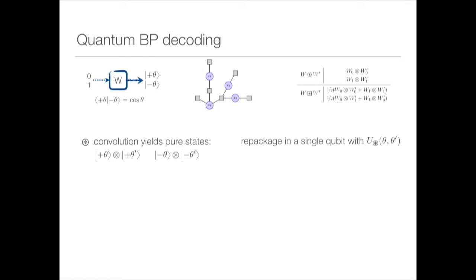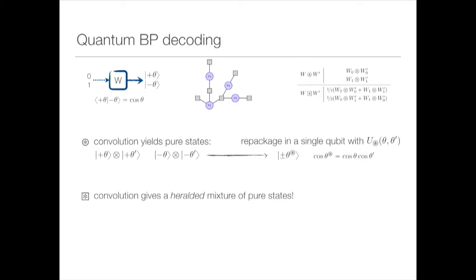So you could repackage that into one single qubit with some unitary. The unitary depends on the angles. Okay, so the angle, this is the fine print. So the point is, since you get pure state outputs, you can just remap that into a qubit again. So you're back where you started. So the convolved channel is again a pure state channel.